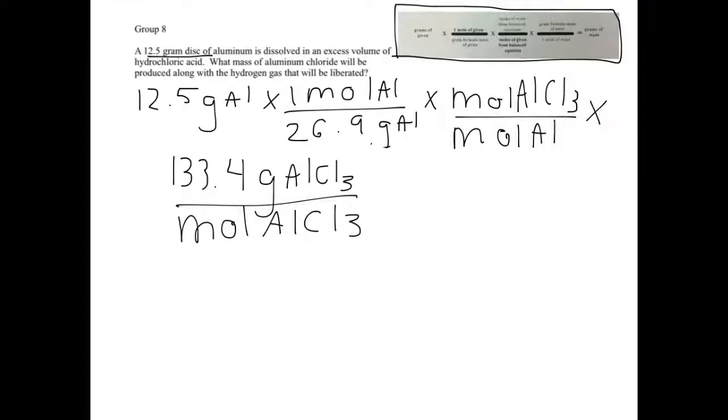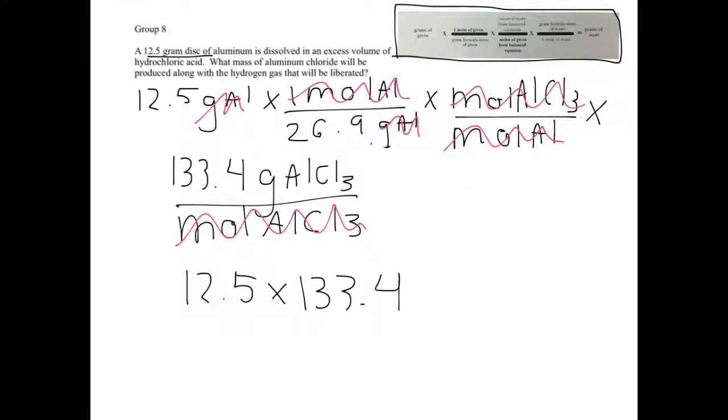So we'll cancel out these ones and these ones: 1 mole of aluminum and 1 mole of aluminum, and 1 mole of AlCl3 and 1 mole of AlCl3. So then we are left with 12.5 times 133.4 all over 26.9.